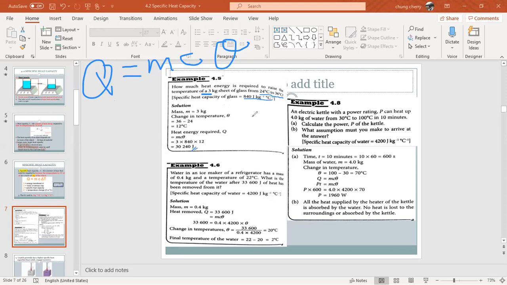So example 4.6 will be a little bit difficult. Let's see here. It has an ice maker with water of mass 0.4 kg.